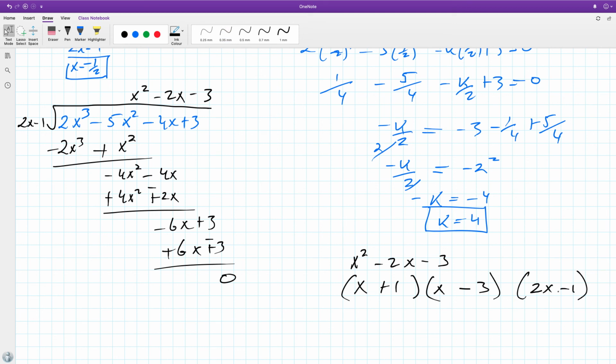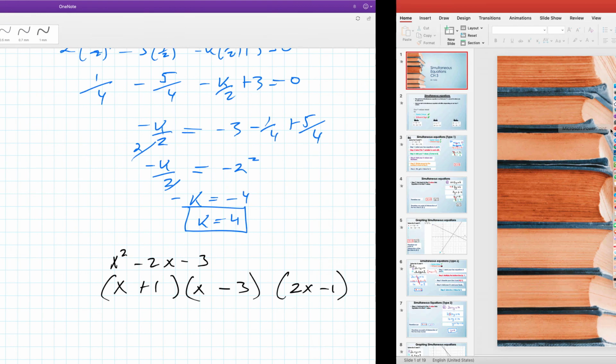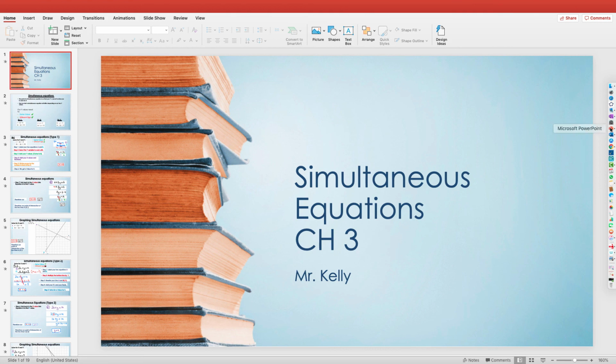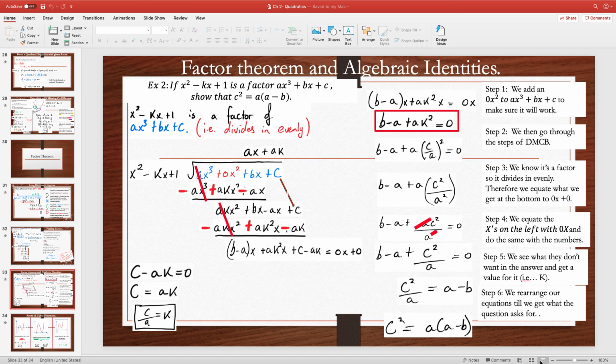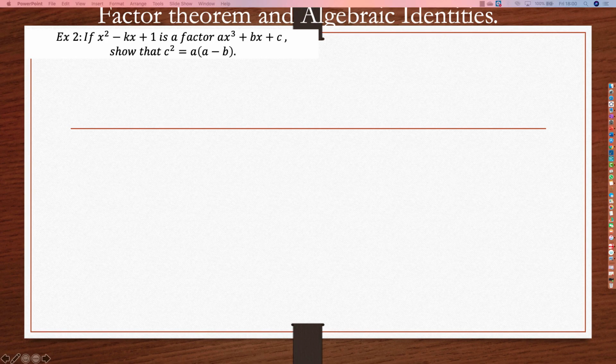Right. Let's re-look at the hard ones that we slightly glanced at last week. The hardest way these come up, and it does come up, 2017 I believe, off the top of my head, I'm not 100% sure, is when they get you to do the factor theorem with undetermined coefficients. So, x squared minus kx plus 1 is a factor of ax cubed plus bx plus c. They want us to show that c squared is equal to a times a minus b. So this is a combination of undetermined coefficients, which we did in video 1 and video 2, and the factor theorem. So it's a mixture of the two.